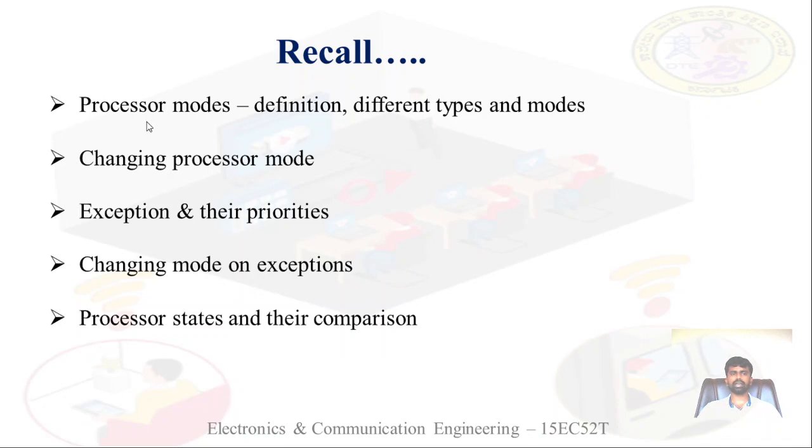Okay, what have we covered in this class? What are the different processor modes available in ARM and what are the different processor states? How we can change the processor mode by directly writing the CPSR mode bits. Then what are exceptions and their priorities? There are different exceptions having their own priority. Then when an exception occurs, what action is taken by the processor? We have studied that. Then processor states and their comparison. So these are all the topics we have covered in this class.